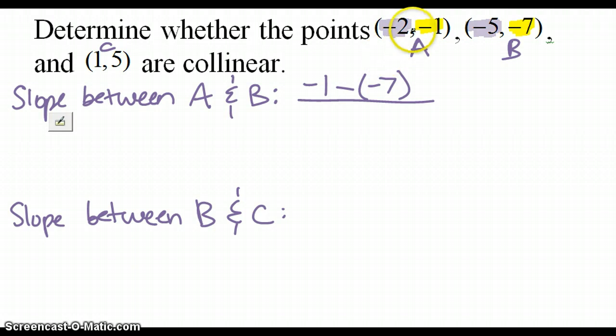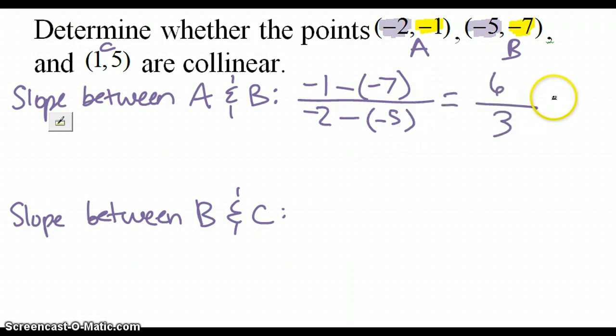It's very important that when we subtract these two, we subtract them in the same order. So if you're finding the slope between A and B, you might want to do the y-coordinate of A minus the y-coordinate of B over the x-coordinate of A minus the x-coordinate of B, which is equal to 6/3, which in turn is equal to 2. So that means the slope between point A and point B is 2, or 2 over 1.